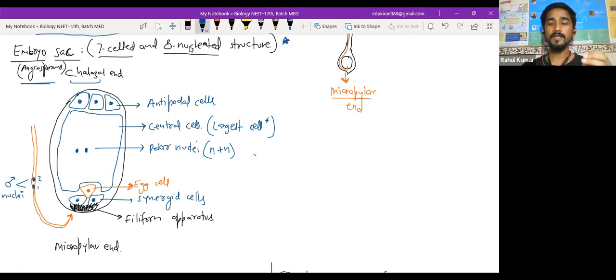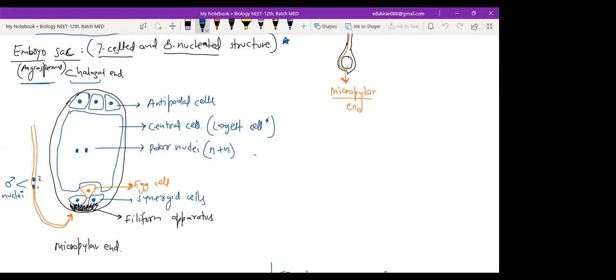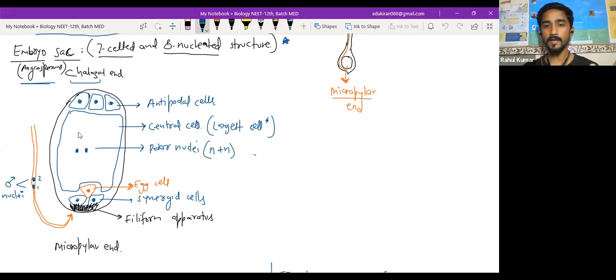Now, if there are 7 kids and you have to distribute 8 apples and you cannot cut any apple, then it's clear that one kid is going to have 2 apples, right? The same is with this. There are 7 cells in this sac, but 8 nuclei have to be there. So this is how the structure looks.